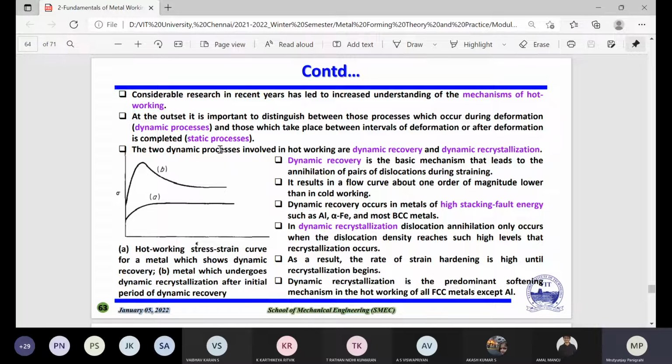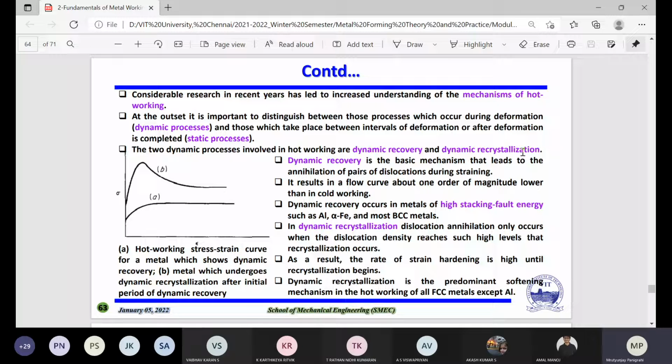So that means when we are making the process or when we are giving force, then you have some deformation zone, and this is known as the dynamic process. That means this is completely going now. The process is going. The process is not stopped. But the moment you have finished everything, so that thereafter you are not making any plastic deformation, it is known as the static process. So the two dynamic processes involved in hot working are, one, dynamic recovery, and second, dynamic recrystallization.